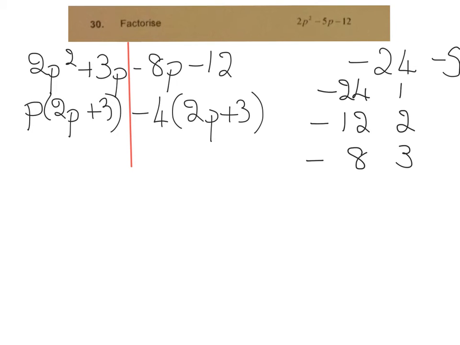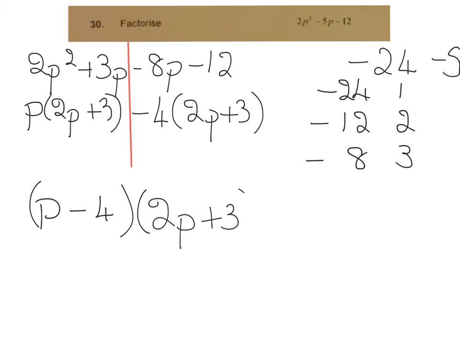So finally, we're going to rewrite it. Take what's outside your brackets. So the p and the minus 4, that goes into one bracket. So we have p minus 4. And then our second bracket is what we've got already here. So that is 2p plus 3. And of course, if you want to do a double check, use FOIL to multiply out and make sure you get back to what you started with.